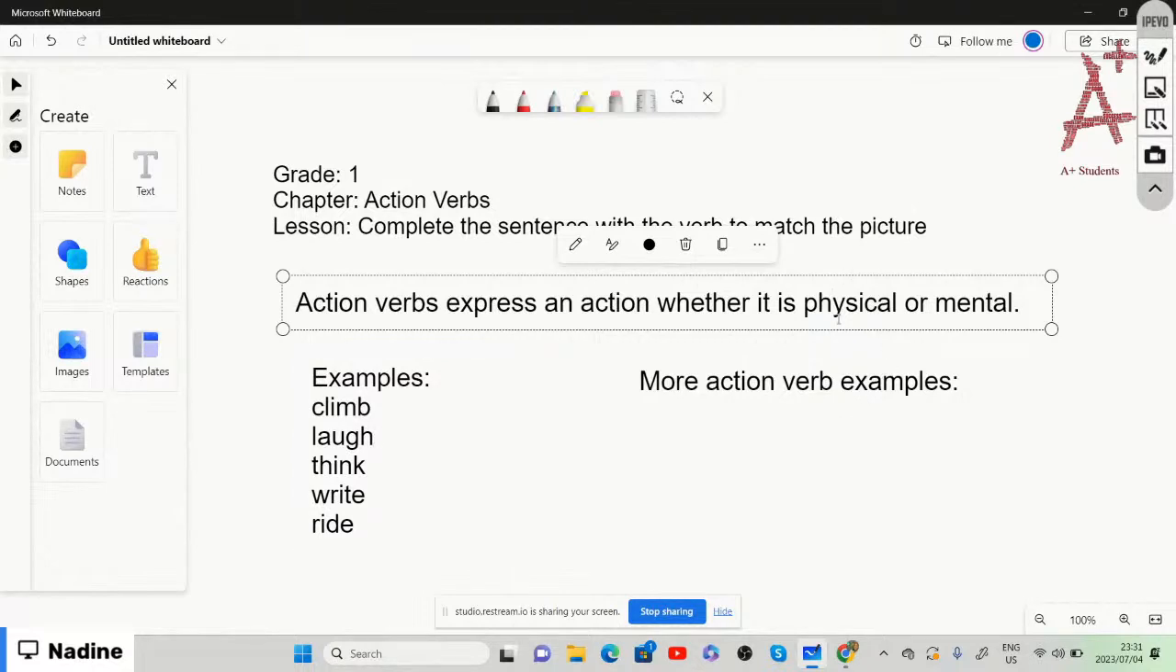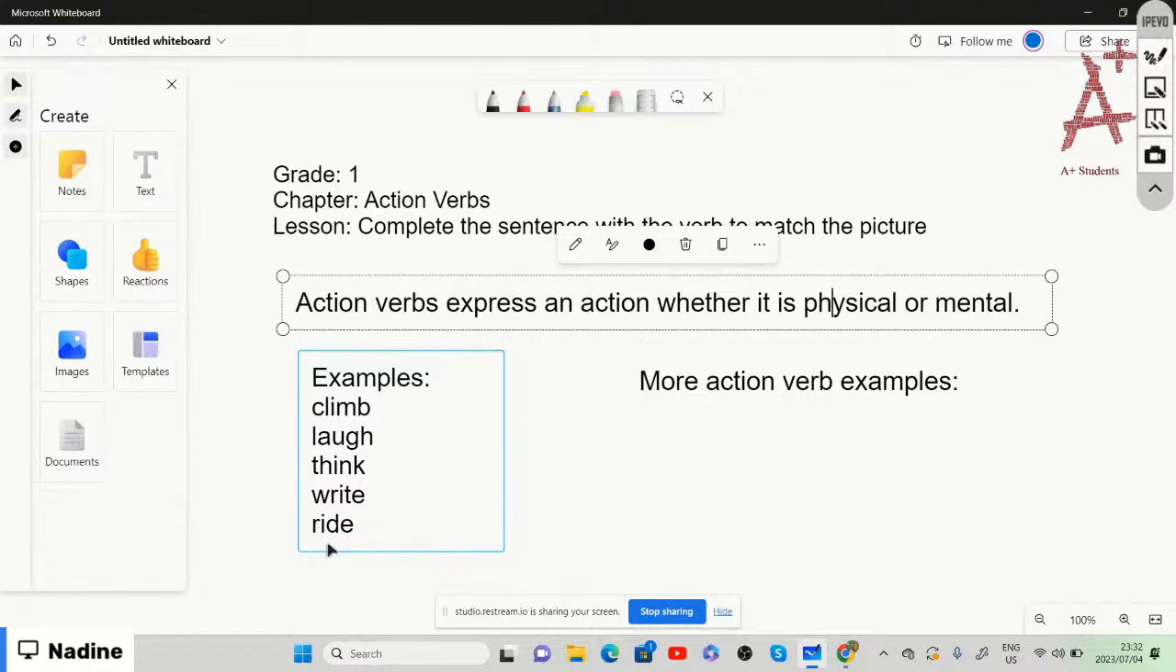That is physical, right? It's laughing. Think, right? Remember, we don't think out loud unless you are saying something which is totally different, but think, and that shows mental, right? So think shows mental. Write. If you are writing in your book or writing in a page, writing in your journal, that shows that you are doing something.